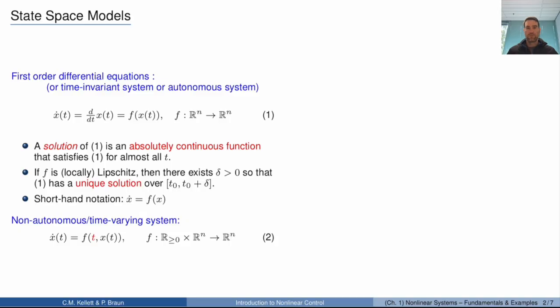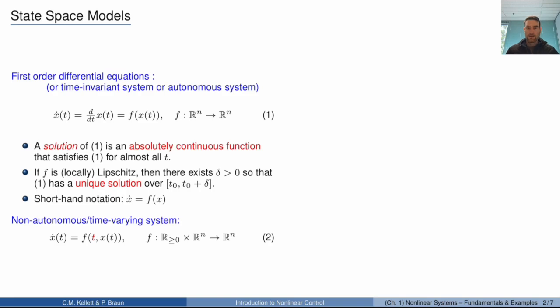As a general solution concept, we say that x is a solution of that differential equation if it is an absolutely continuous function that satisfies equation 1 here for almost all t. So it doesn't need to be satisfied for all t, and accordingly x of t doesn't need to be continuously differentiable or differentiable everywhere, but for almost all t.